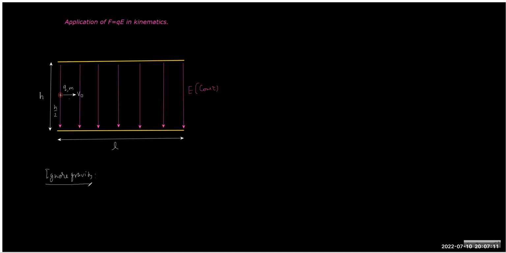Generally, it will be mentioned in the question to ignore gravity. Many times, the numerical values they give will tell you the range of acceleration. If you calculate qE by m and it turns out to be very large compared to g, simply ignore it. But if the numerical values are quite comparable, maybe you're getting 25 or 30 or maybe 5 itself, then g becomes quite dominant.